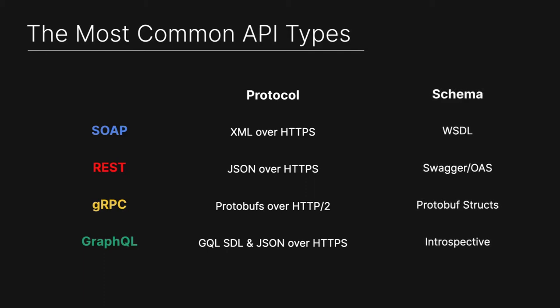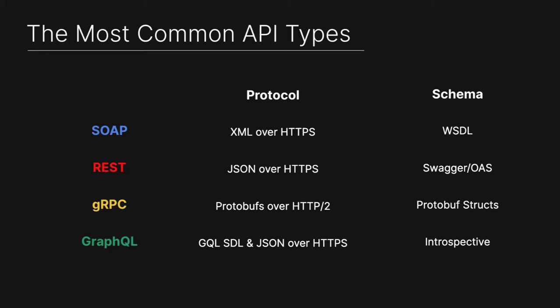Now, we talk a lot about schemas when we talk about APIs. It's not required that you have a schema, but generally speaking, it's a best practice. There are different schema types. We'll be focusing pretty heavily here today on Swagger and the OpenAPI specification.